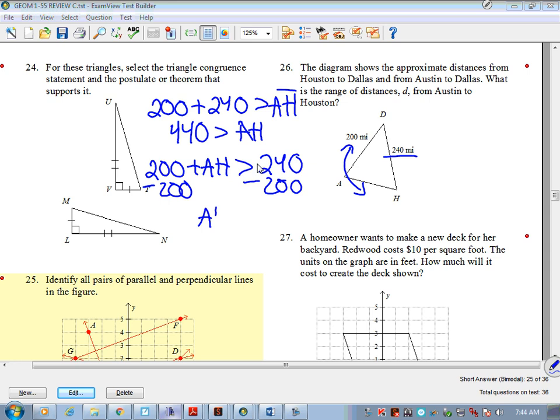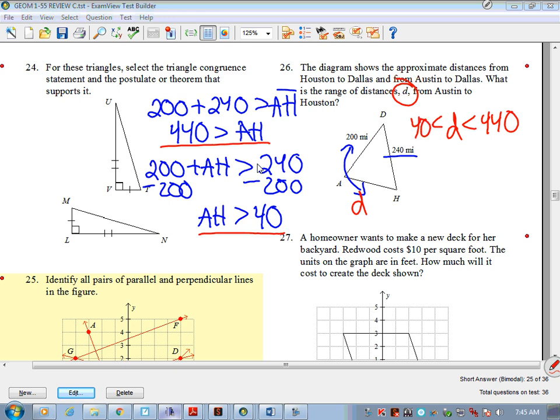So AH has to be greater than 40. Okay, it could be 41, it could be 40.0001, but it has to be greater than 40. That's going to leave me with a range after I look at this and this right here. Now, we're going to substitute D in right there. So my final range here is that AH is less than 440, but it's greater than 40, okay?